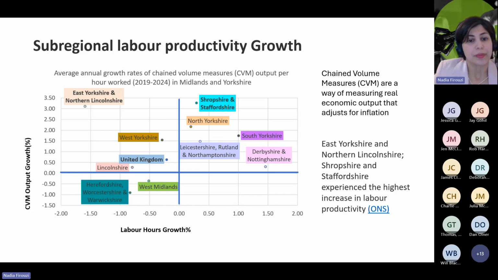And this data is for 2019 to 2024, for this year. So it's the most recent data. The point is that East Yorkshire and Northern Lincolnshire, and Shropshire and Staffordshire, experienced the highest increase in labor productivity.